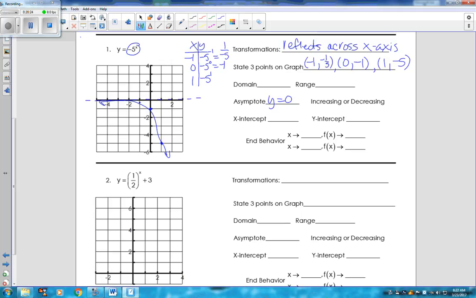All right, now let's identify the domain and range. What's your domain? All right, now the range. Are we looking at the values above or below your asymptote? Below. All right, so it's from the asymptote down. You got that? All right, so how do I say that in interval notation? From the asymptote down.